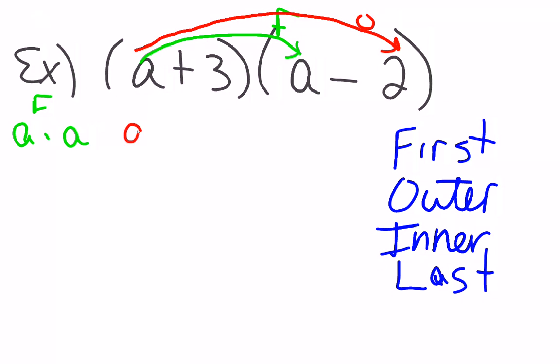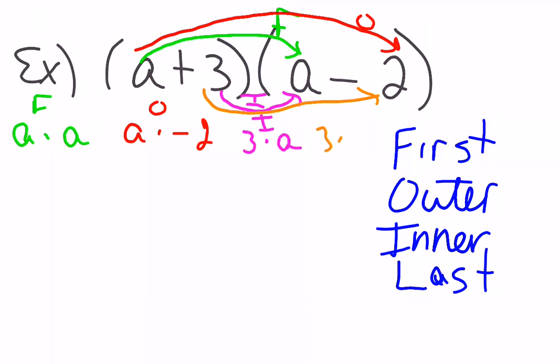So that means we're going to have A times a negative 2, O. Then we have our inner, so the inner ones together with our I, so we're going to have 3 times A, I. And last but not least, we have our last. So we have 3 times a negative 2 is our L. So let's go ahead and do that multiplication.